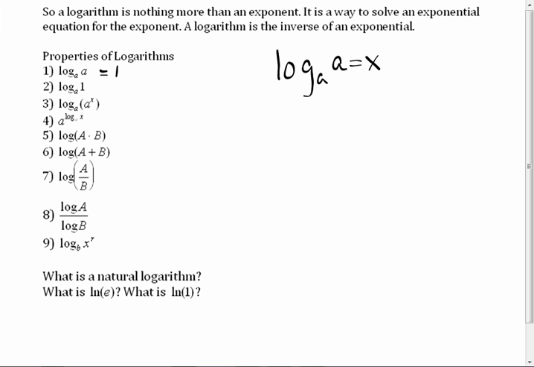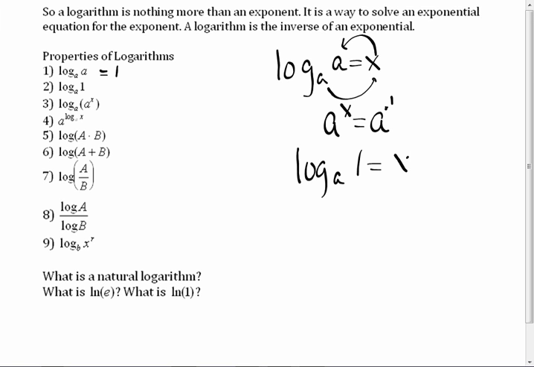Let's say you don't know what it is. Call it x. Then I go a to the x is equal to a to the first. What's x? 1. So if you forget, just undo it. So log base a of 1 is equal to x, which means a to the x is equal to 1. What's the only value for x? 0. The other thing to do is to think of inverses.